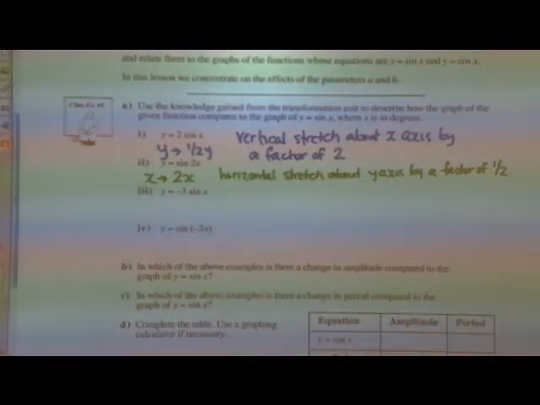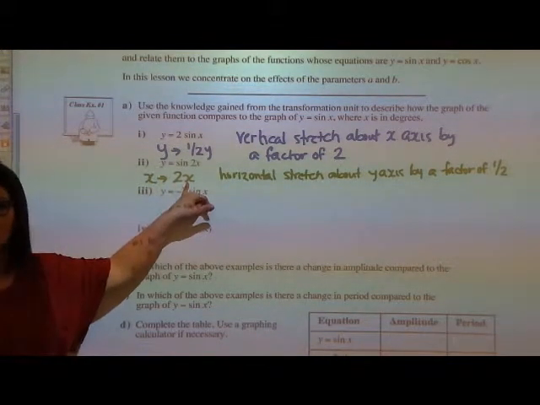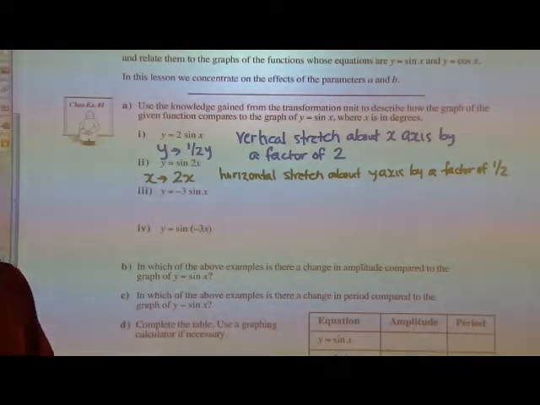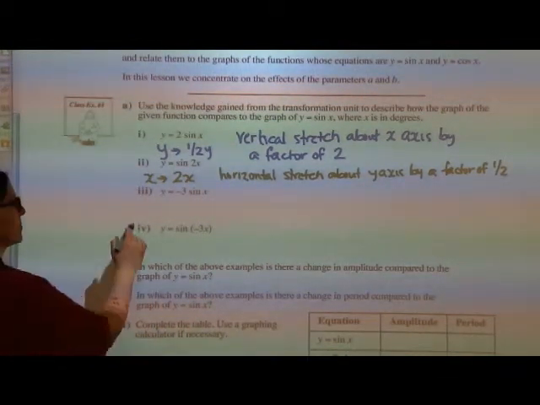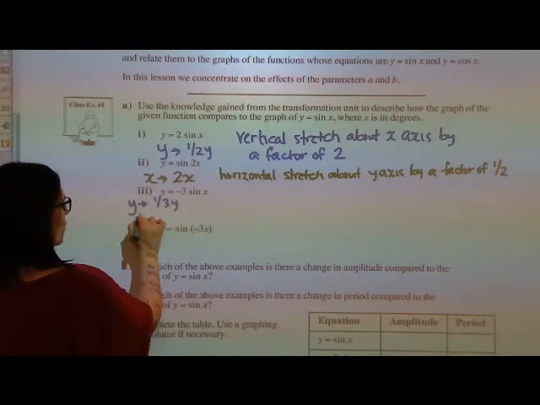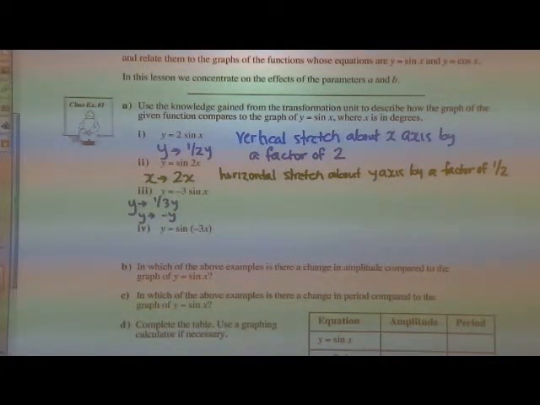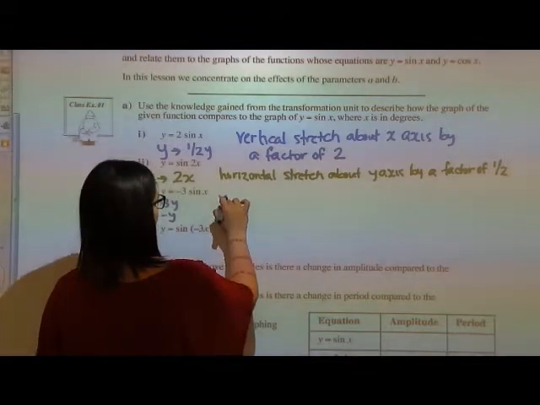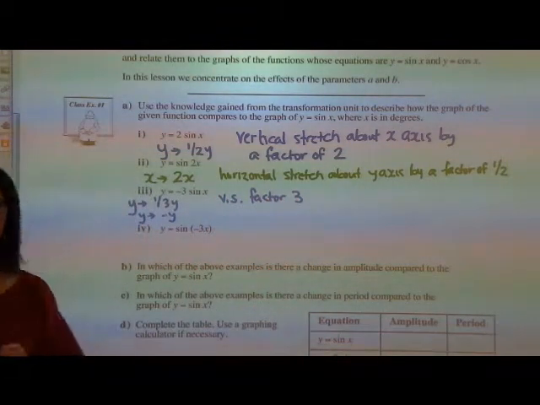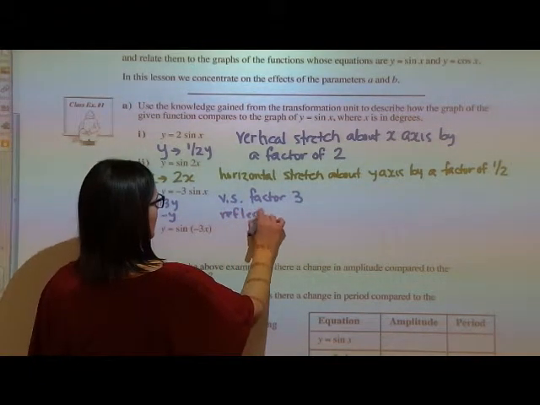So horizontal stretch above the y-axis by a factor of 1/2, because it's always the reciprocal of what my replacement is. So what happens in 3? What's my replacement? Y with a 1/3 y, and then a y with a negative y. What does that do to the graph? It's a vertical stretch by a factor of 3 above the x-axis. Okay? And then it's a reflection in the x-axis.